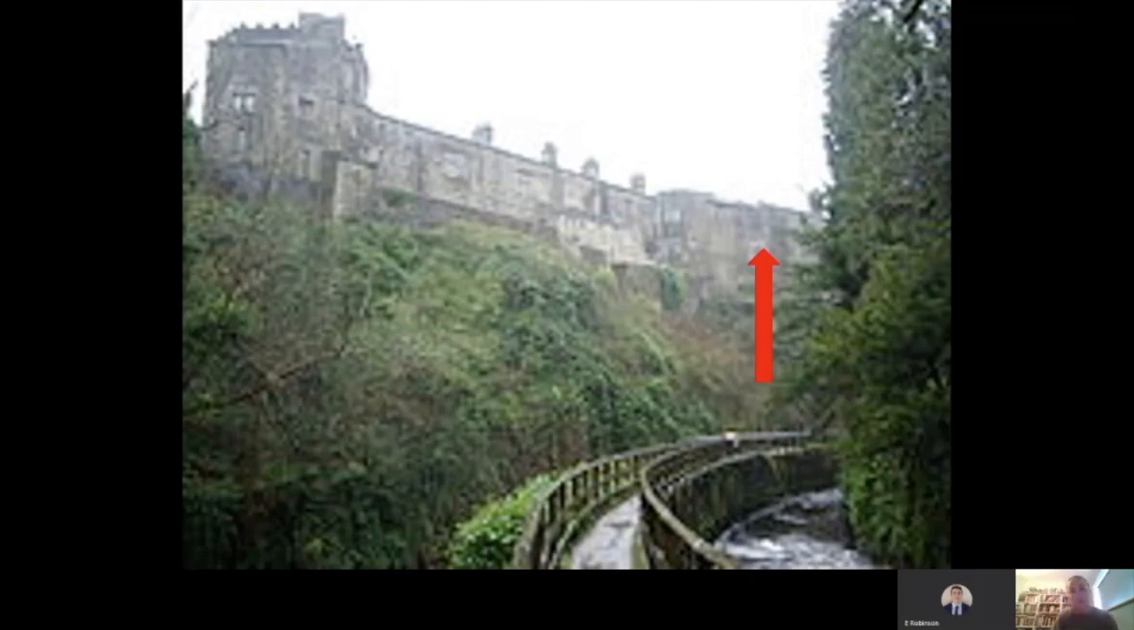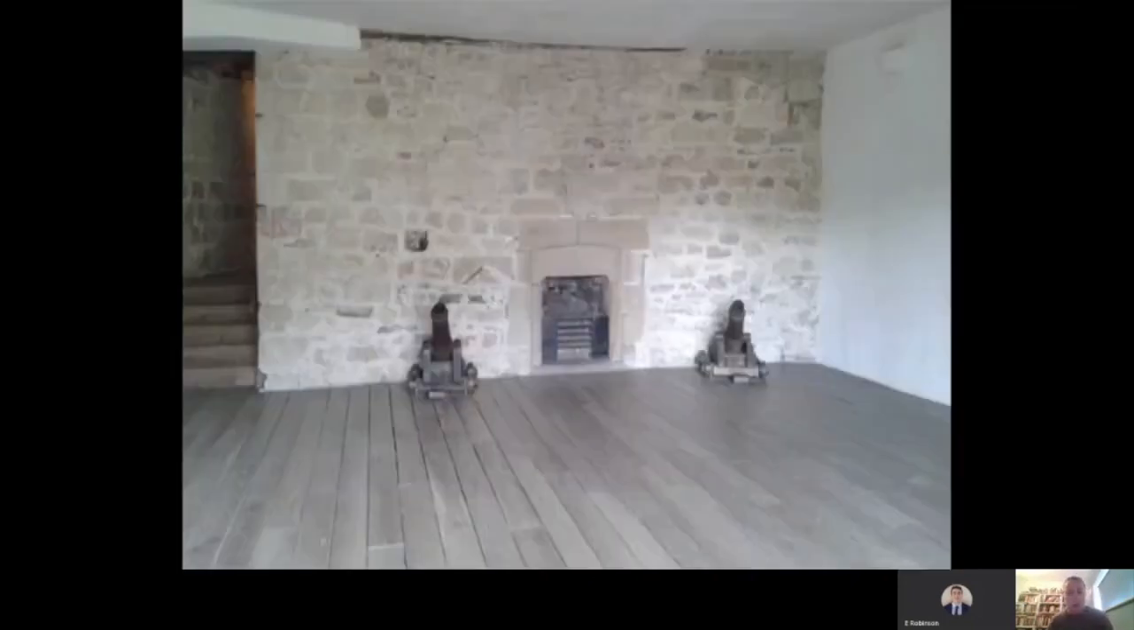The vast majority of what you can see here on the left-hand side is the Tudor wing. So this is the other side of the withdrawing room with the fireplace. The cannons would not have been there at the time. They were later added as a decorative feature.